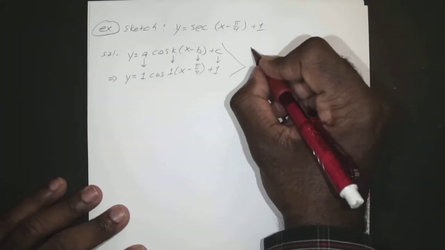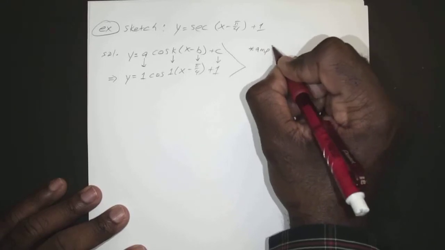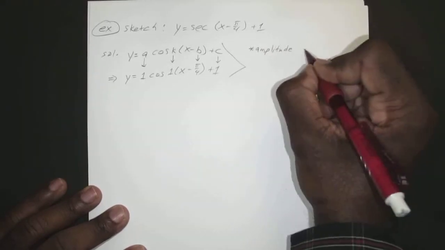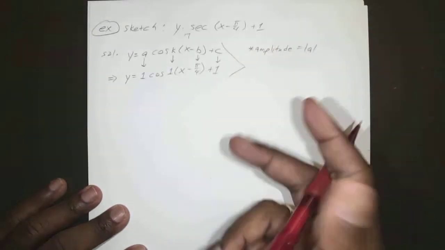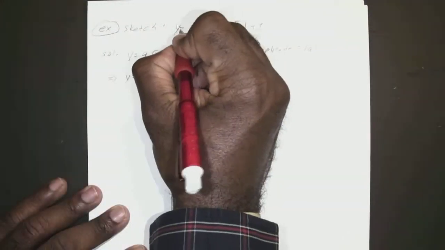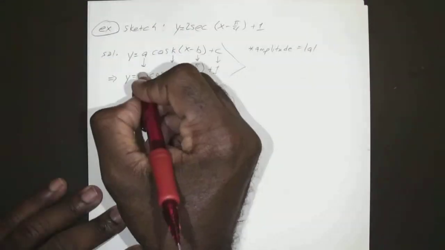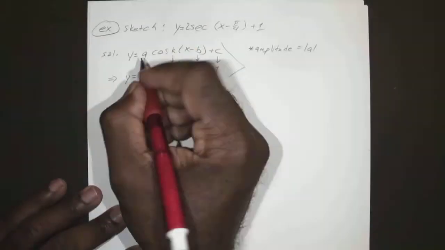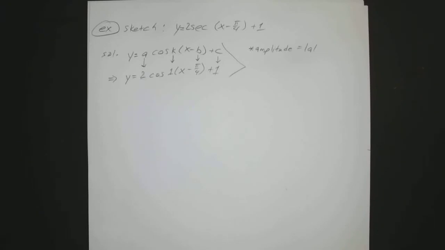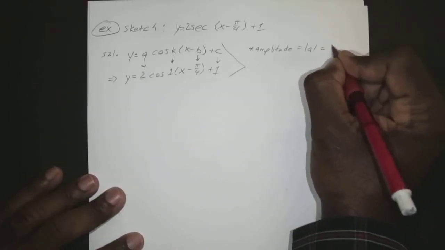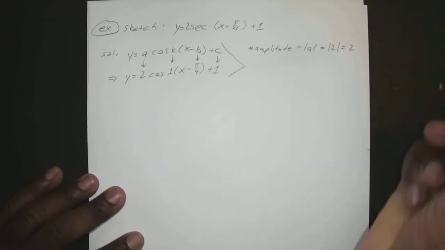Okay, so we know our amplitude, which is the absolute value of a. Actually, just to change it up, I'll make that 2. I want to get everything to have a value, so we can see how everything goes. So we'll change that to 2. Okay, so the absolute value of 2 is 2.